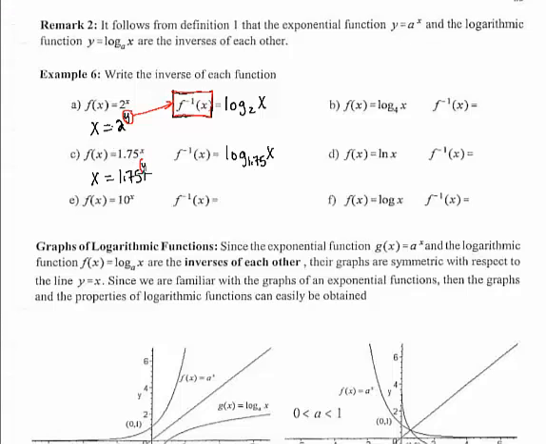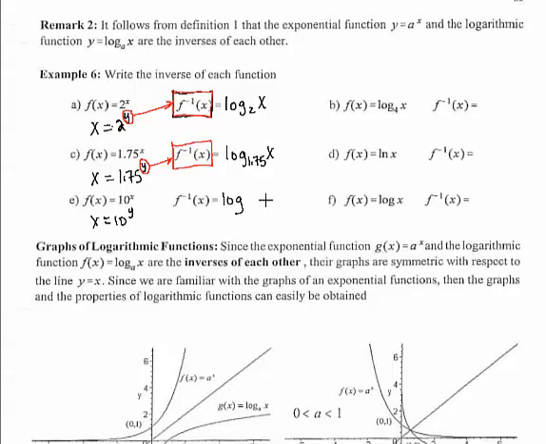And as before, the y is replaced with the inverse function notation. So as it's written, this is y equals 10 to the x. To create the inverse function, we swap the x and y, like so, and so now we have x equals 10 to the y, and if we solve for y, we have to do that with a log.